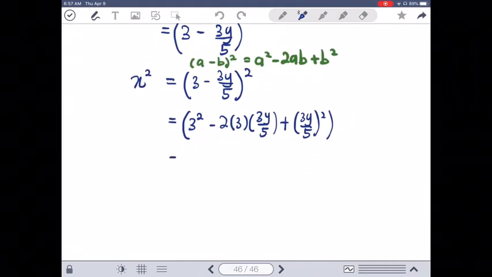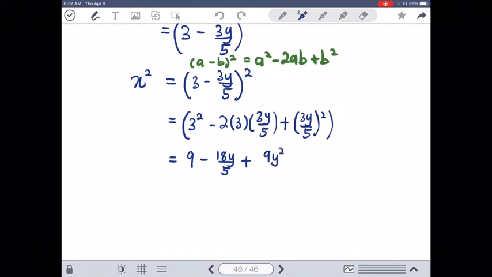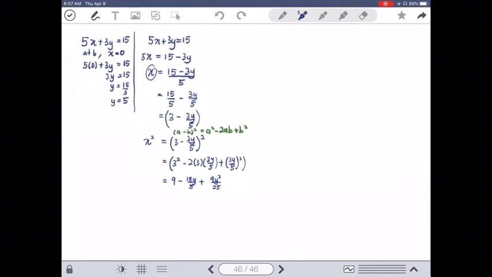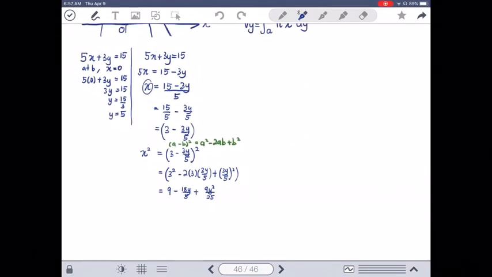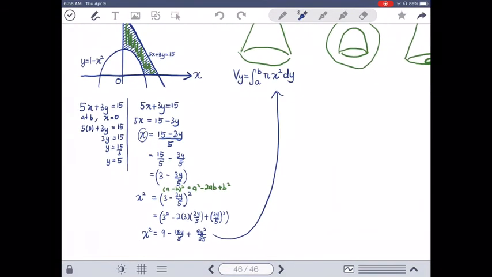Okay. So simplify things, I will get 9 minus with 18y over 5 plus with 9y squared over 25. So now we have our x squared. What we'll need to do is to substitute into that formula.